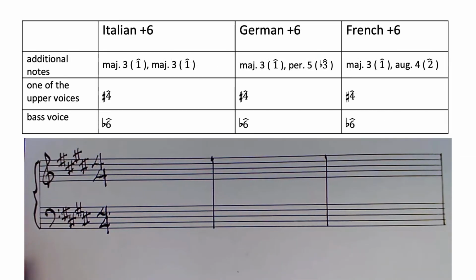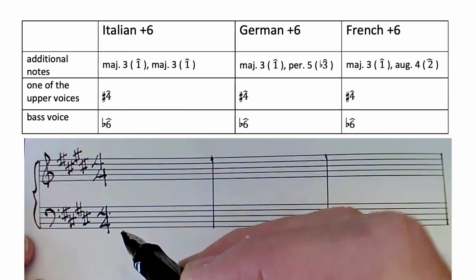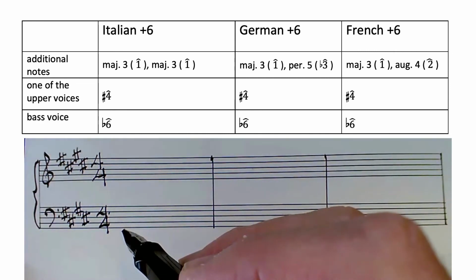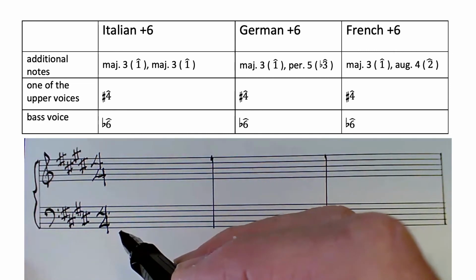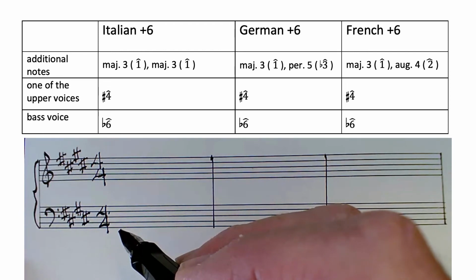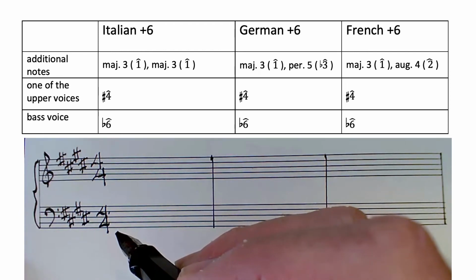Okay, I'm going to do a quick review of everything we learned in this video. So as you can see, first we have the Italian augmented sixth chord. The bass voice is lowered sixth, and one of the upper voices, it could be the tenor, the alto, or the soprano, is raised 4.